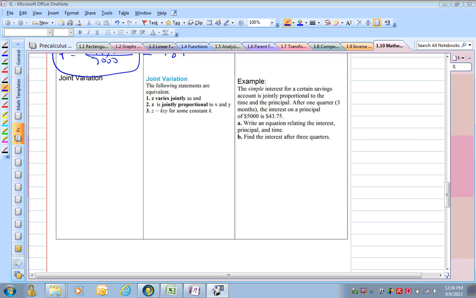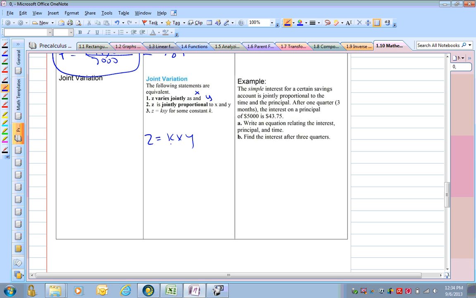All right, so in this case, you have z varies jointly as x and y. You have z is jointly proportional to x and y. And so then the little formula is z equals k times x times y.